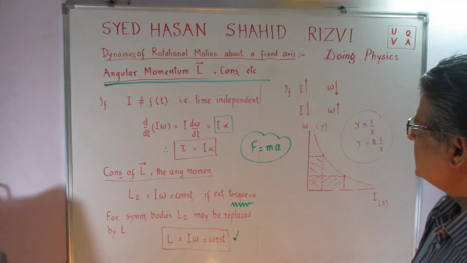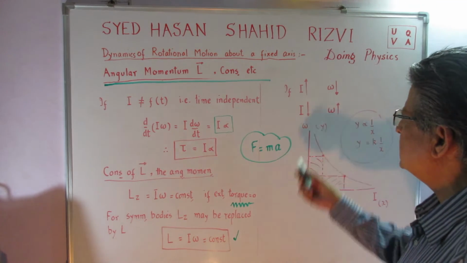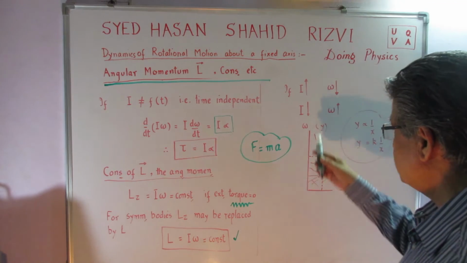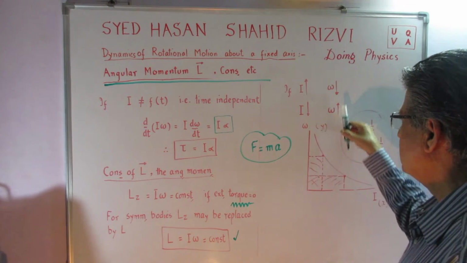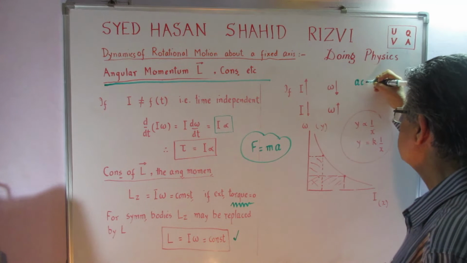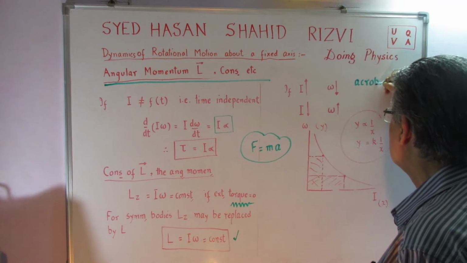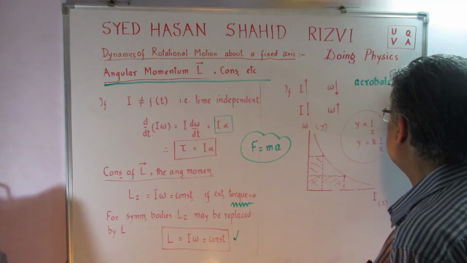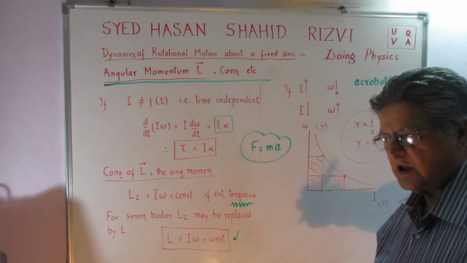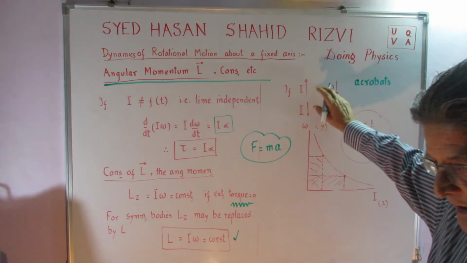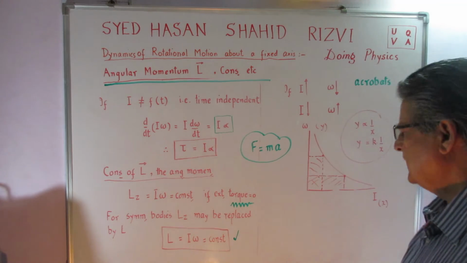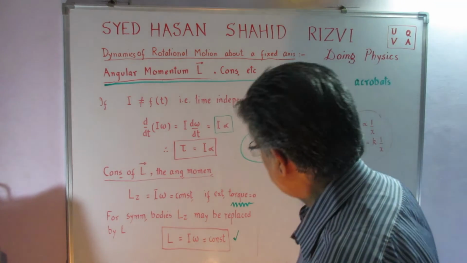Which means that if somehow in this given situation I increase the value of I, the value of omega will go down. And if otherwise the value of I is decreased, the value of omega will go up, which is what circus acrobats use. Or maybe you are sitting in a chair and this chair is rotated fast, but then you extend your hands and the moment of inertia is increased so that your angular velocity decreases. There are many examples of that which you can look up in the books.